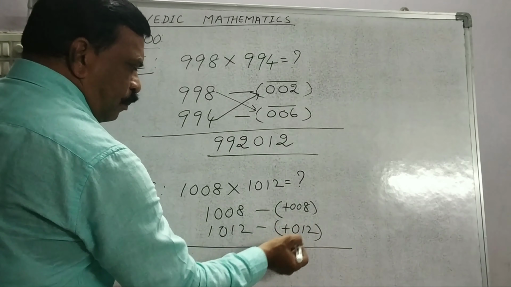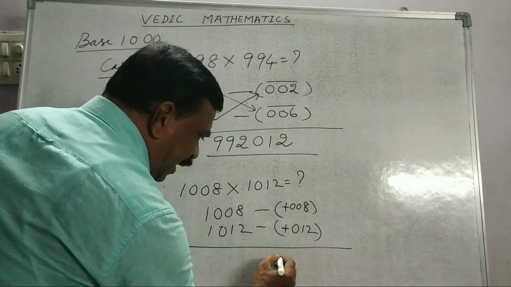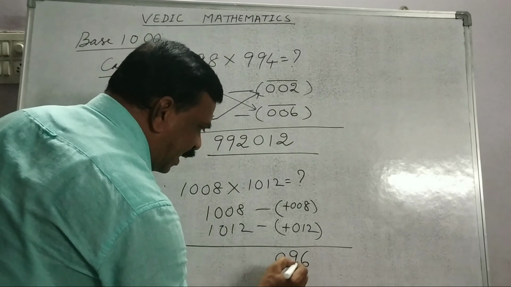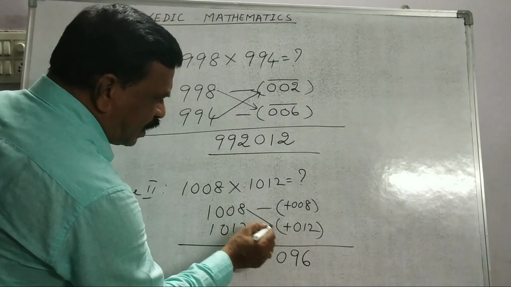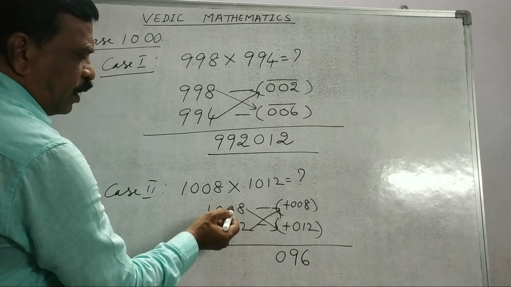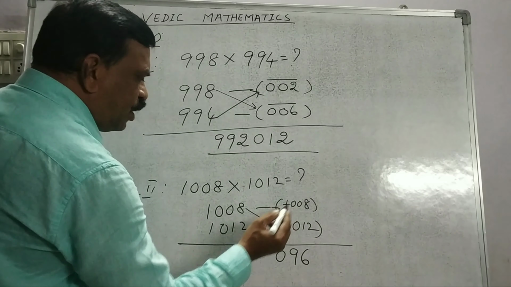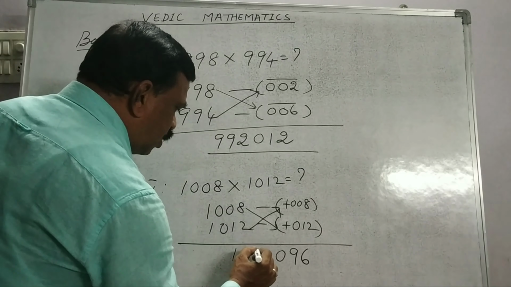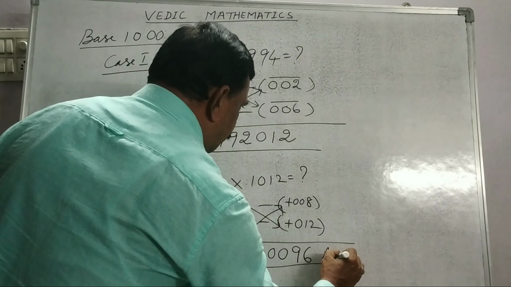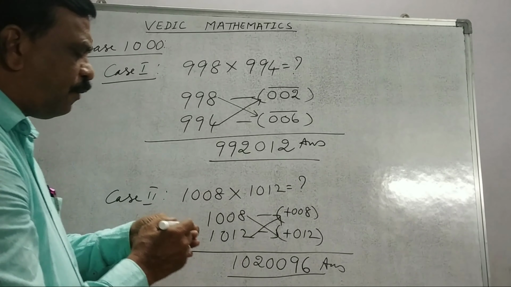So here plus into plus is plus again, 8 12s are 96, but we write 96 as 0, 9, 6. We must get 3 digits on the right hand side. Now to get the left hand side answer, diagonally we just add these numbers. 1008 plus 12 is 1020, and 1012 plus 8 is also 1020. So 1020. So this is our final answer. Now both these cases are very simple, very easy.